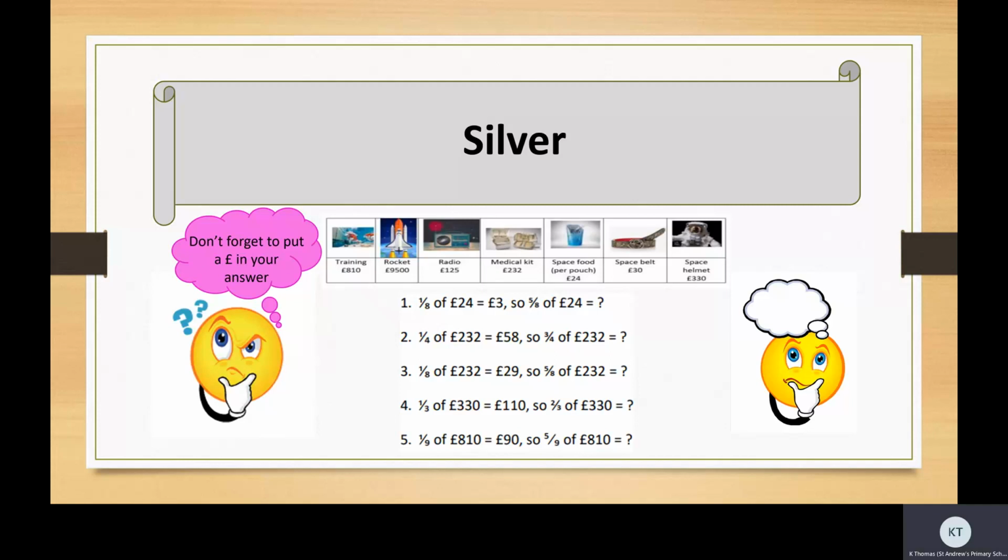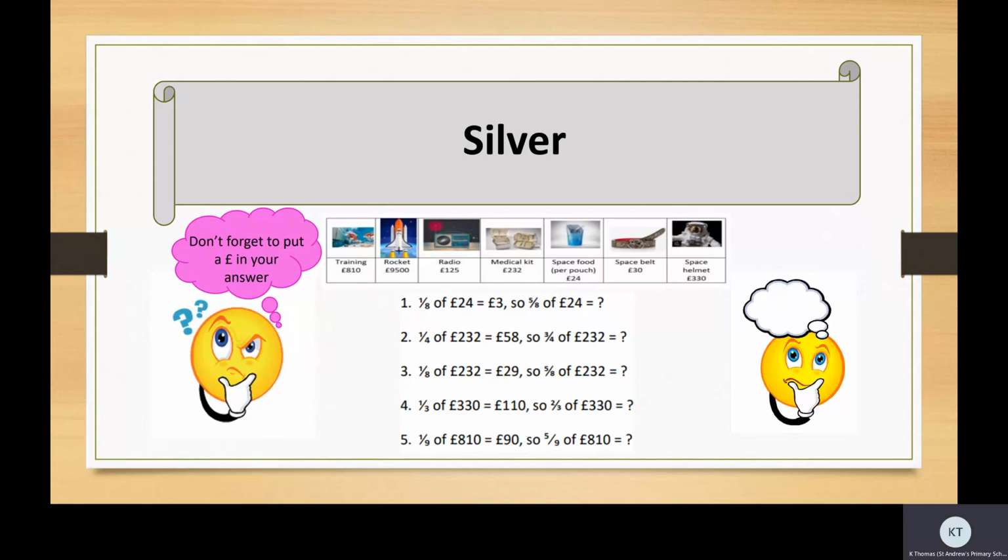And I can use that to help me with the second one. If I know 1/8 of £24 equals £3, then I know 5/8 of £24 will be 5 times as much. So that would be 3 times 5.